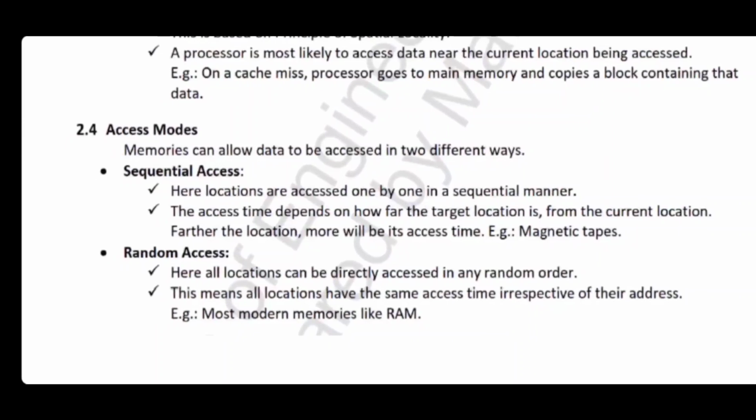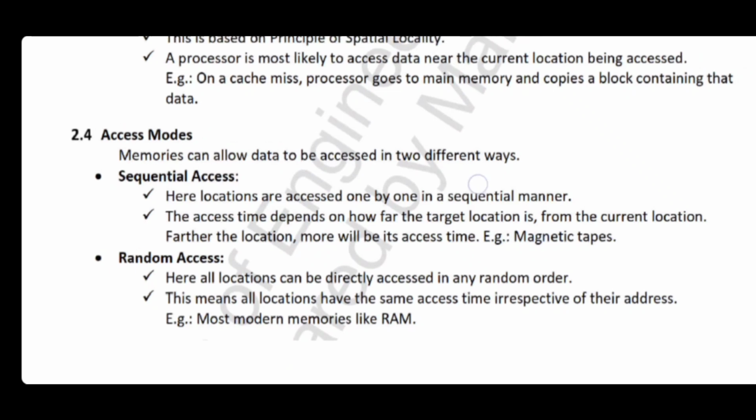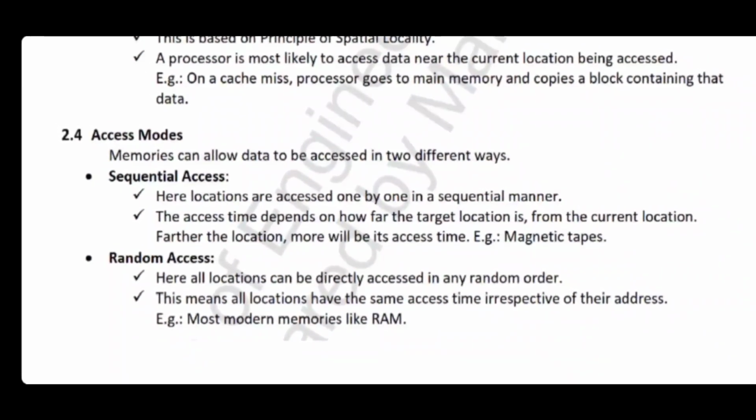Then the fourth memory characteristic is access mode. Memories allow data to be accessed in two different ways: sequential access and random access. In sequential access, locations are accessed one by one in a sequential manner. The access time depends on how far the target location is from the current location. The farther the location, the more the access time. That is magnetic tape. So sequential access accesses the data in a sequential manner.